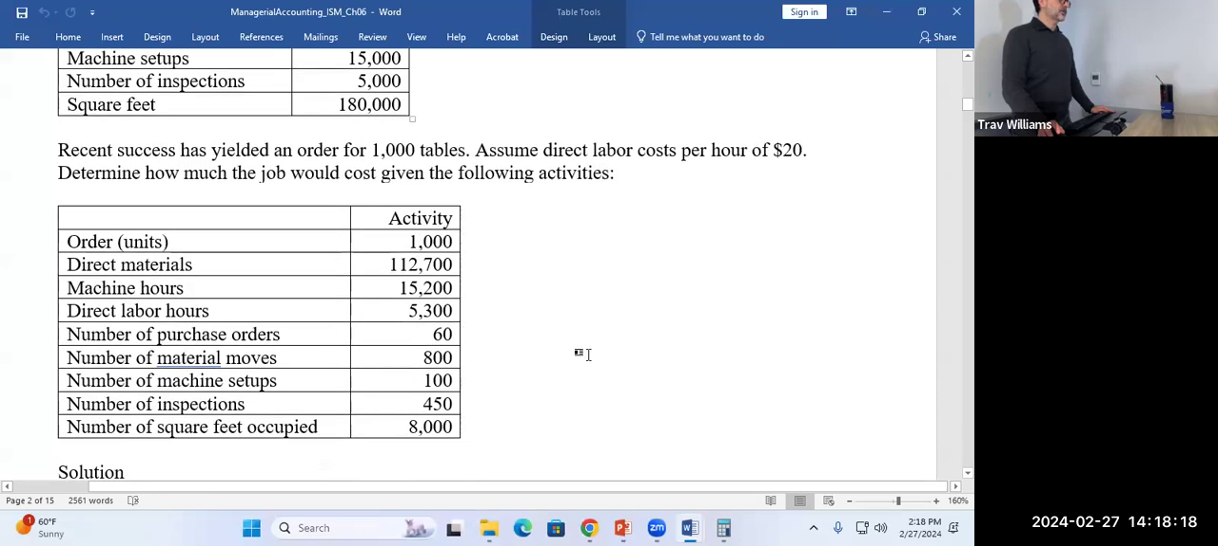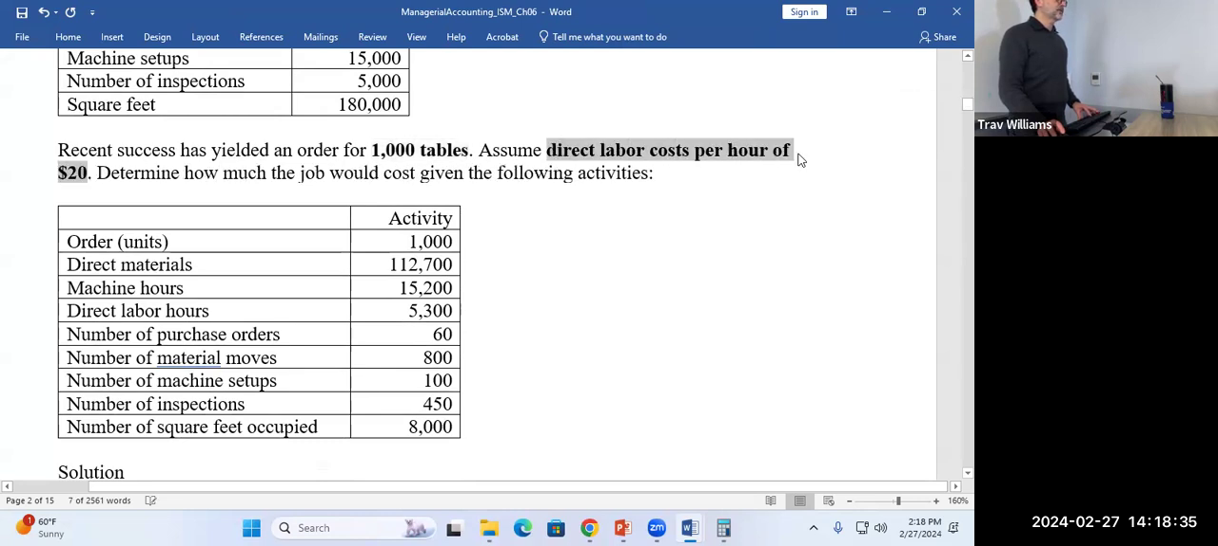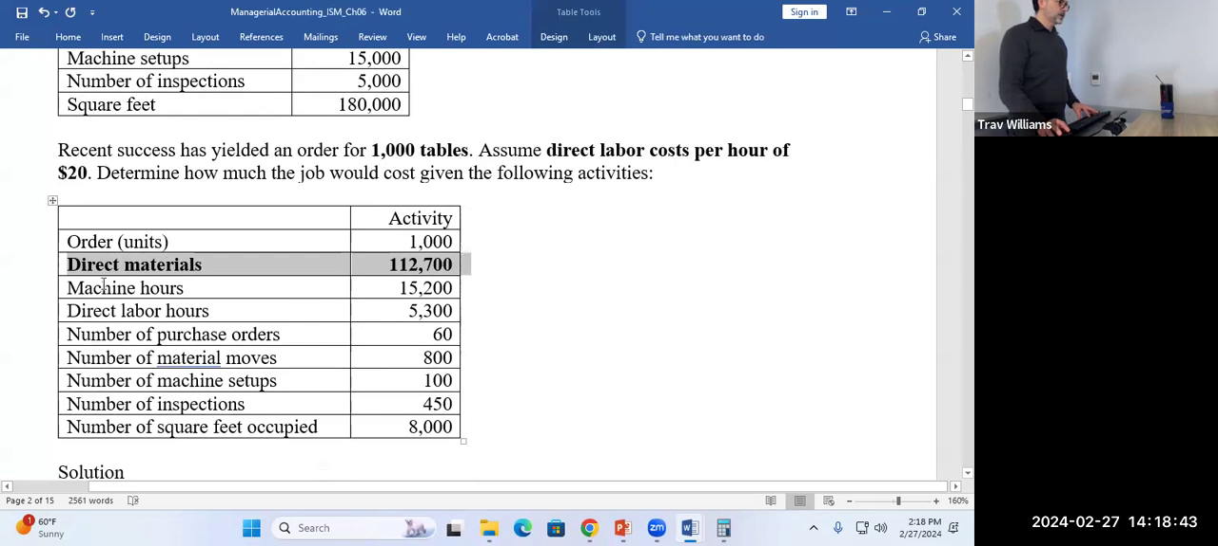Okay, they got an order for 1,000 tables. We have to figure out what's going to be the cost of that order using the ABC method. Our direct labor cost is $20 per hour. We will need that information. And we see our material costs here. They just gave us that number. Then we see, let's see, I'm not sure if we're going to need machine hours in this case. We are going to need the direct labor hours, and we are going to need the activities.